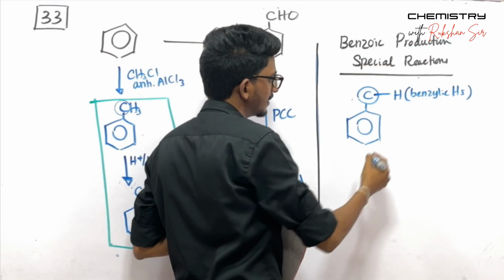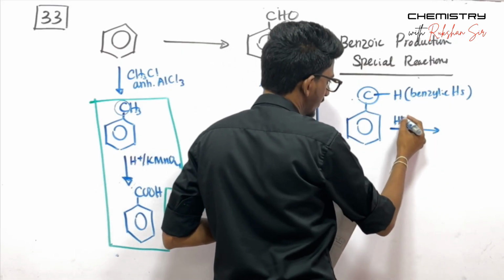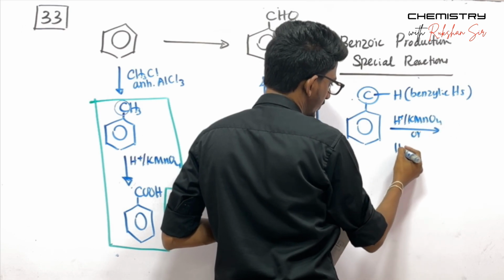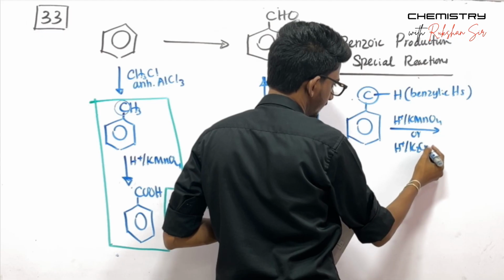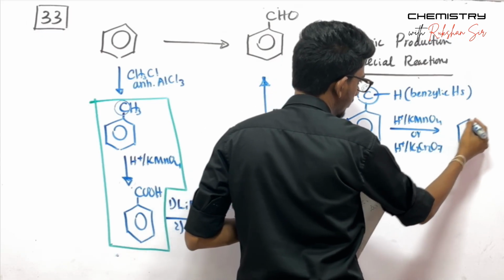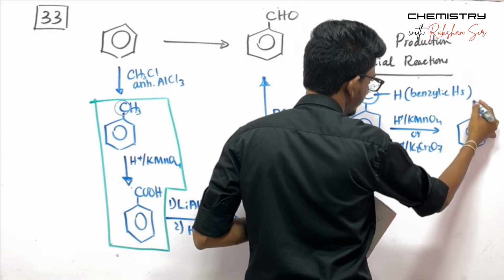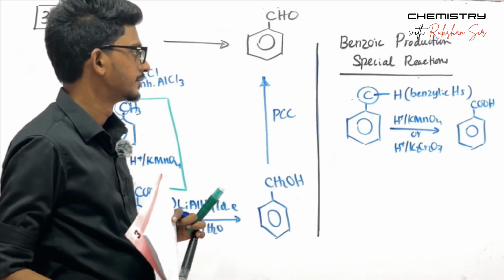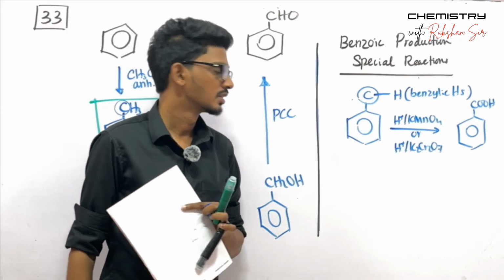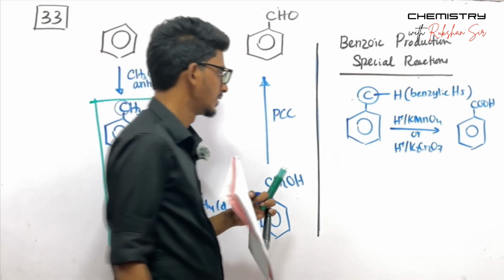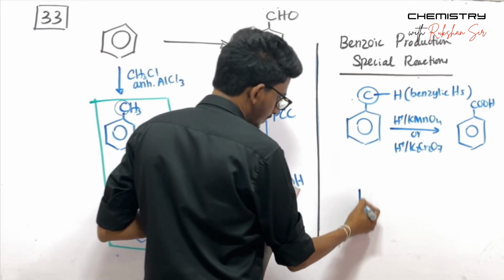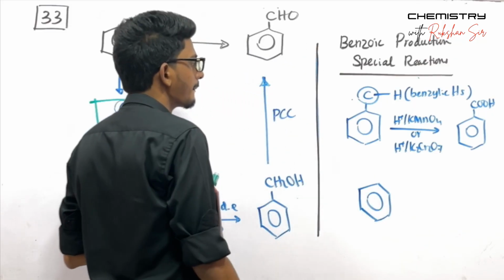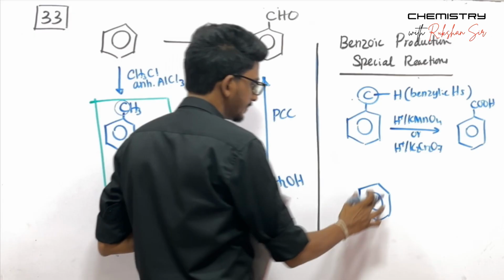Hydrogen is there, benzylic hydrogen is there, by adding H plus KMnO4 or H plus dichromate, you can form the benzoic acid. හරි, right, හරි ඊට පස්සේ මෙන්න මේ වගේත් කරන්න පුළුවන්, හරිද.